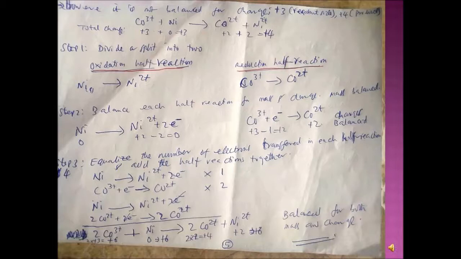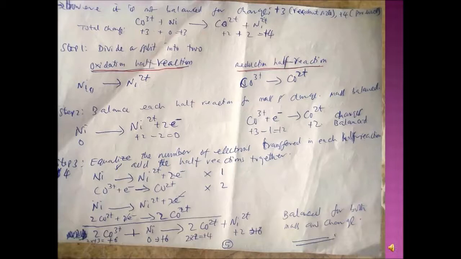The first step says divide or split the reaction into 2 half equations. So we have nickel to nickel 2+, and then cobalt 3+ to cobalt 2+. Then you need to identify which one is oxidation and which one is reduction. Cobalt goes from +3 to +2, which shows that there is reduction. So the change in cobalt is our reduction half reaction. Nickel goes from 0 to +2. That is our oxidation half reaction.